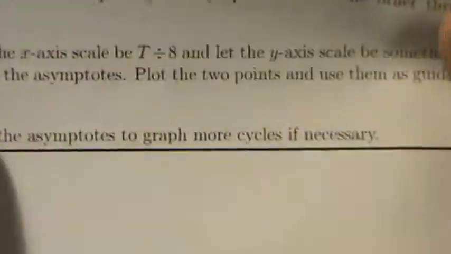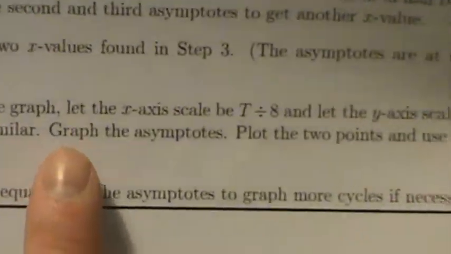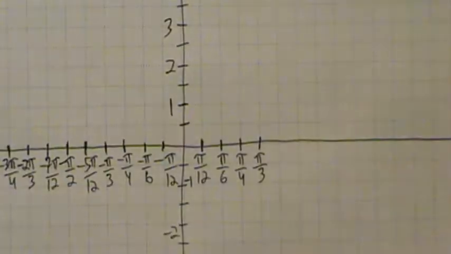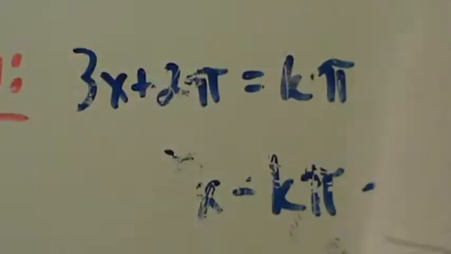So now what we do is graph the asymptotes. Pretty straightforward. They're just vertical lines. We already have the equations of them. Graph the asymptotes and plot the 2 points we found in step 4. Plot those 2 points and use them as guides to draw the graph, just like we did with the secant function. Anyway, let's graph those asymptotes.